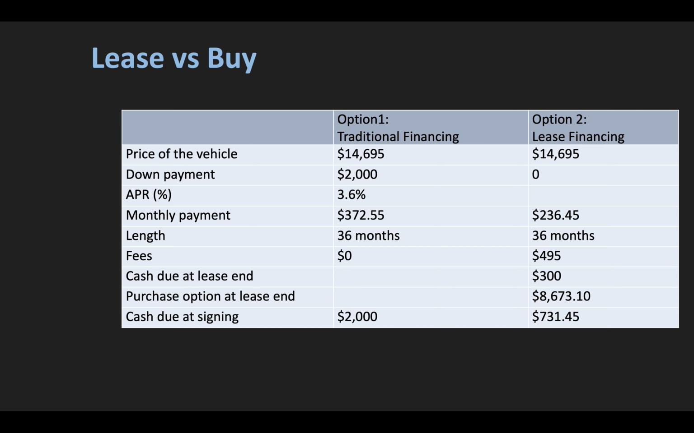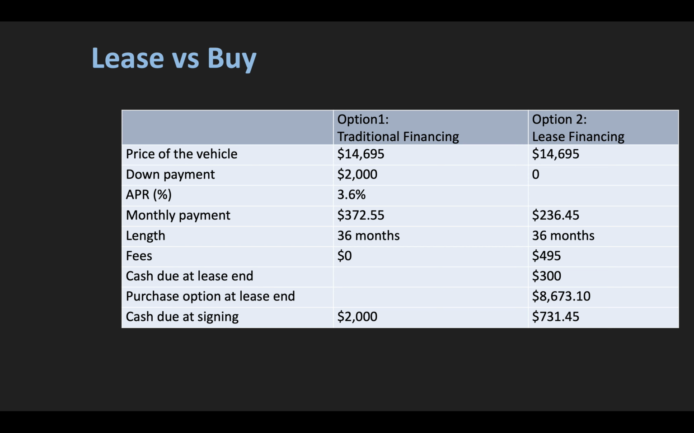And then the fees is $0 for option one, but you need to pay close to $500 for the second one, right? You need to pay a cash due at the lease end. For option two, there's nothing for option one, right? For option two, you need to pay $300. And at the end of this 3 years, for option one, the car is yours, so you are not paying anything, right? This car belongs to you. But for option two, you need to pay $673.10 to buy the car if you want.